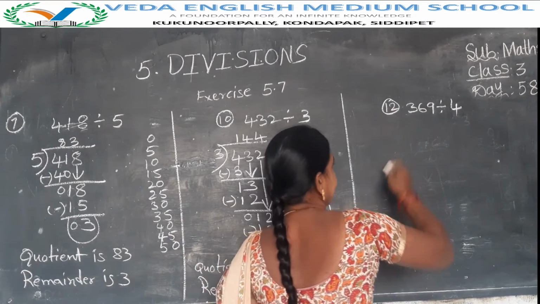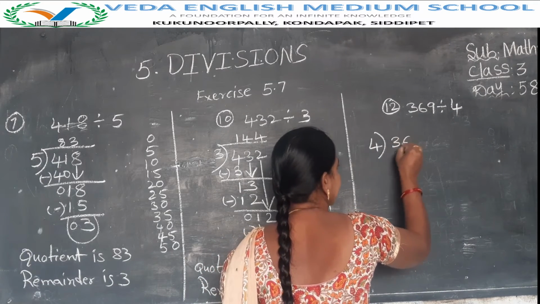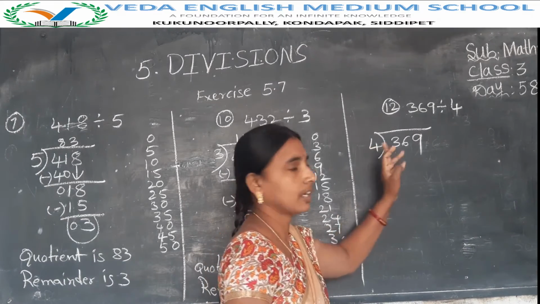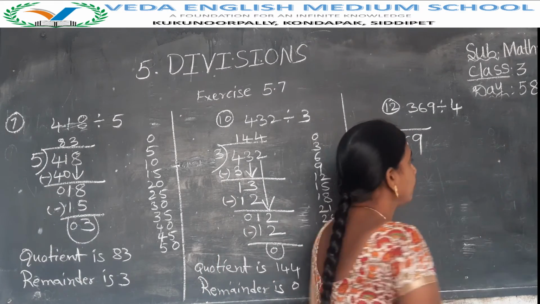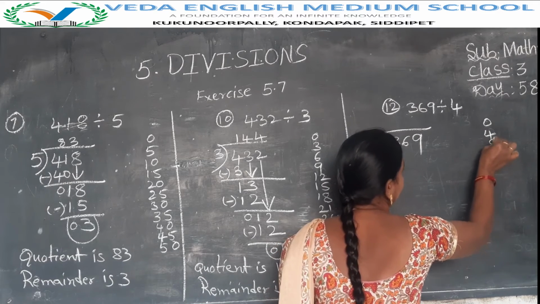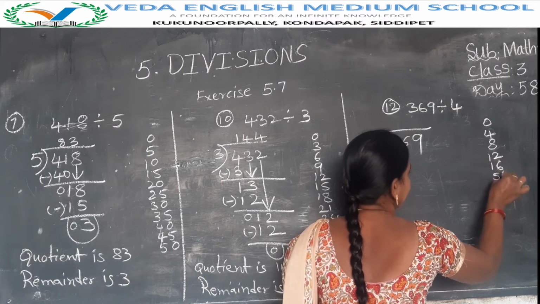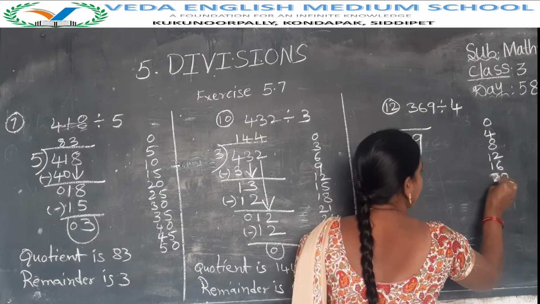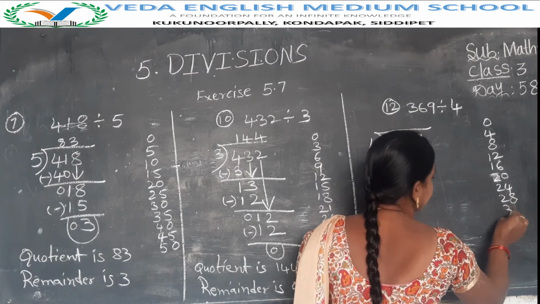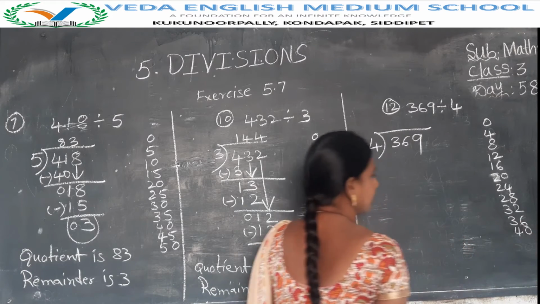Next the 12th problem, see Nana. The divisor is 4. The dividend is 369. So now write the 4 table on this side. 4 zeros are 0, 4 ones are 4, 4 twos are 8, 4 threes are 12, 4 fours are 16, 4 fives are 20, 4 sixes are 24, 4 sevens are 28, 4 eights are 32, 4 nines are 36, 4 tens are 40. Okay.